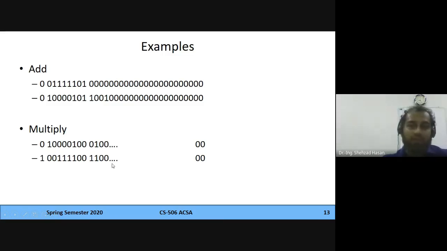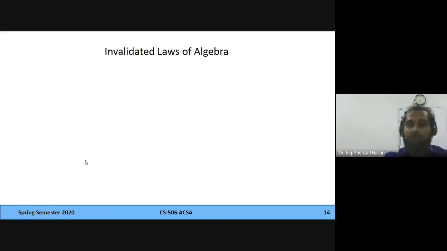So this is how you also multiply on paper. You don't write all those extra zeros after the decimal point, right? So you try these two out yourself. So I'm going to finish the topic of floating point over here. So this is our last topic, invalidated laws of algebra.